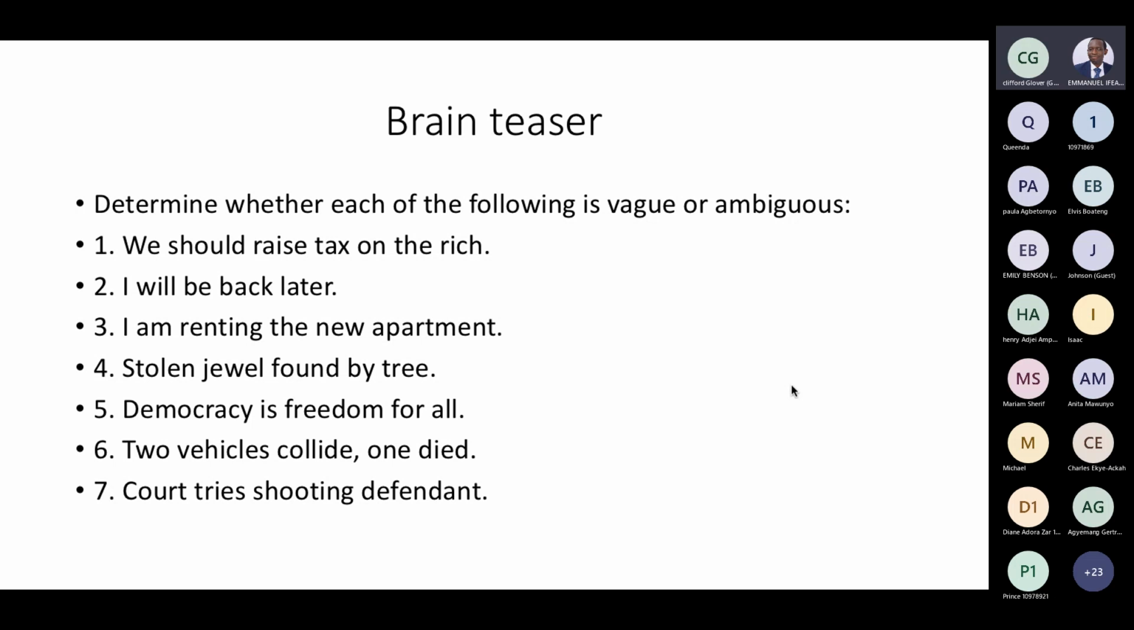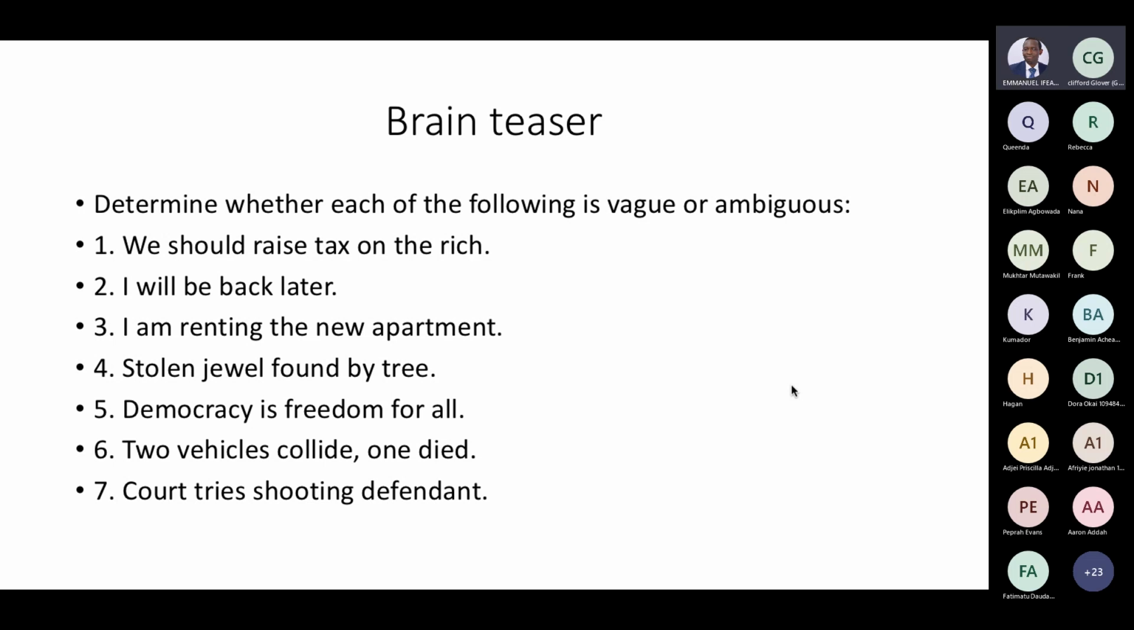Two vehicles collide, one died. And so when you look at that, you see that it didn't specify what died. If it is one person died, then we know it is a human being. But it didn't say one person, it just said one. So that suffers the same problem as democracy is freedom for all.